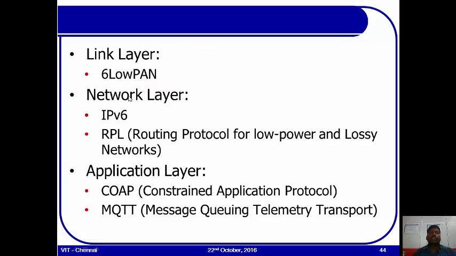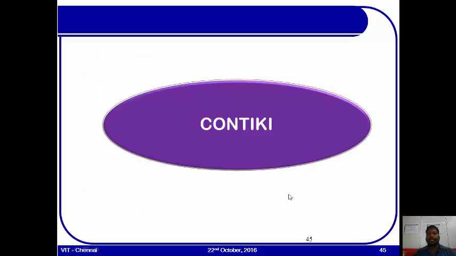We have a link layer, that's 6LoWPAN, network layer IPv6 and RPL, the routing protocol for low power and lossy networks. At the application layer, we have the Constrained Application Protocol, which sits on top of HTTP. We have Message Queuing Telemetry Transport, that is MQTT, for high-end applications.